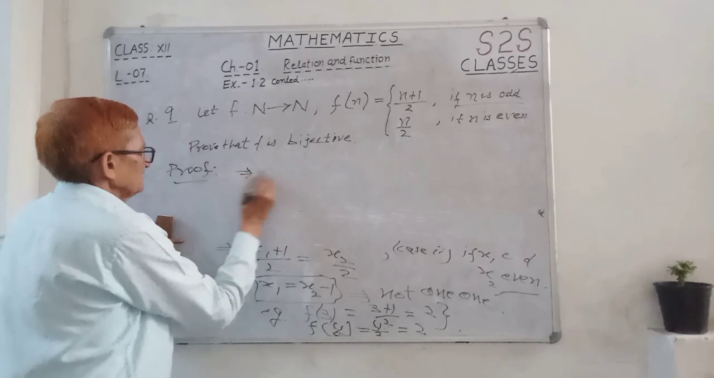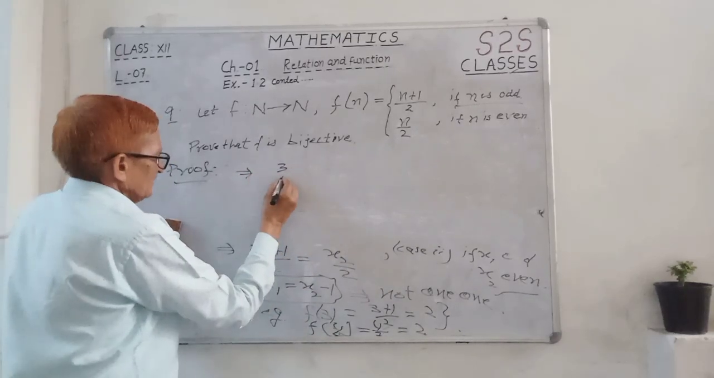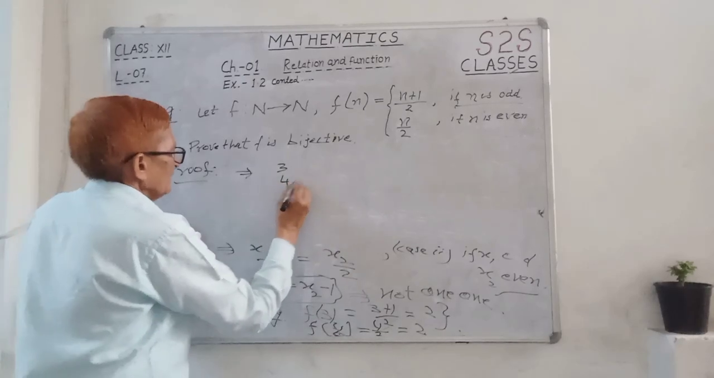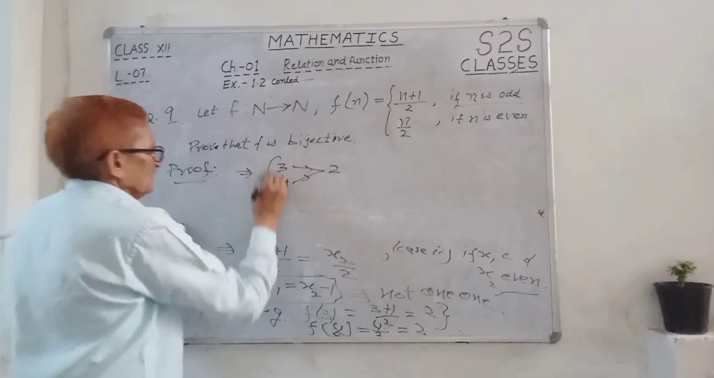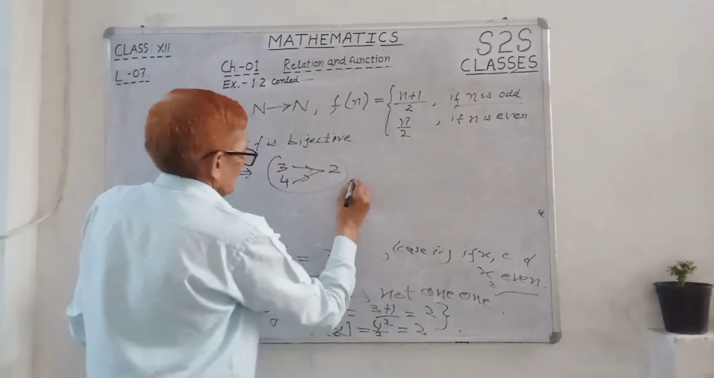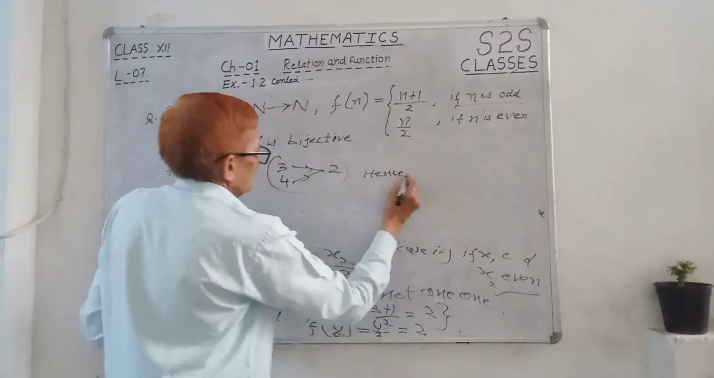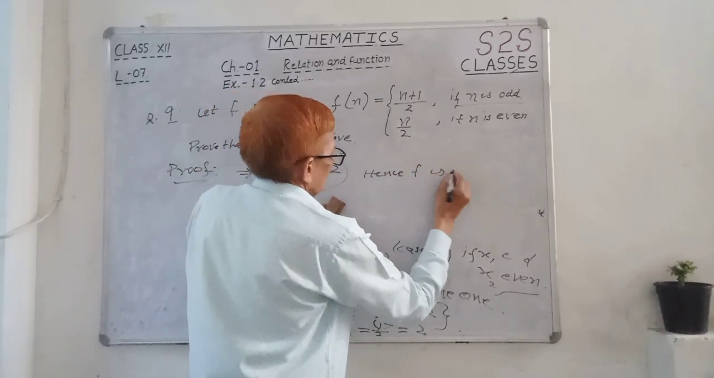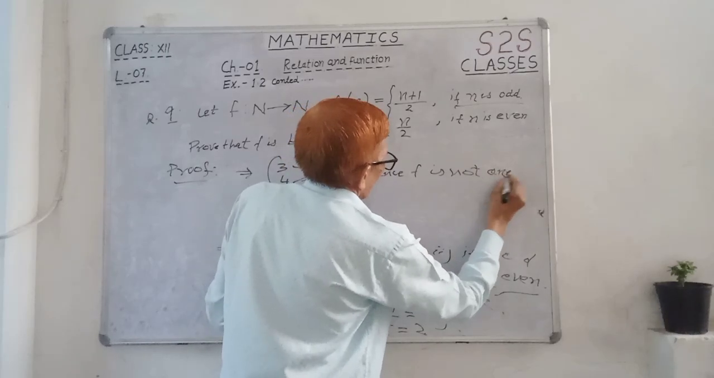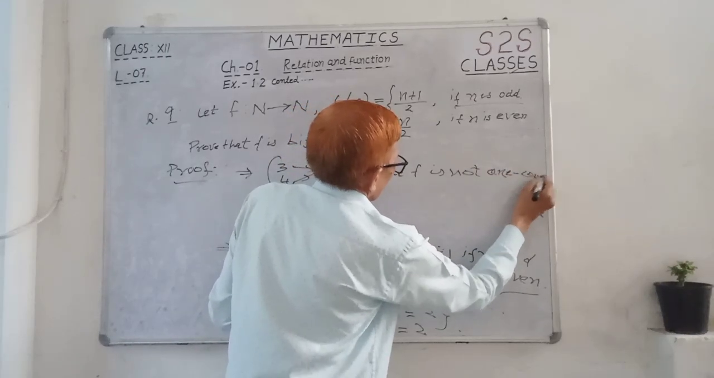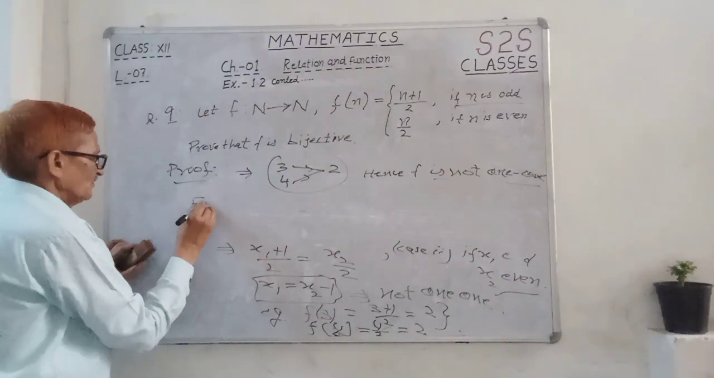So this implies that at 3 and at 4, different inputs, the output is the same, 2. Hence f is not one-one. Okay.